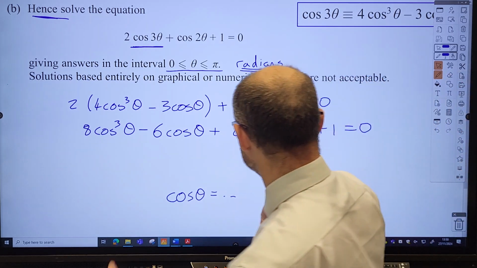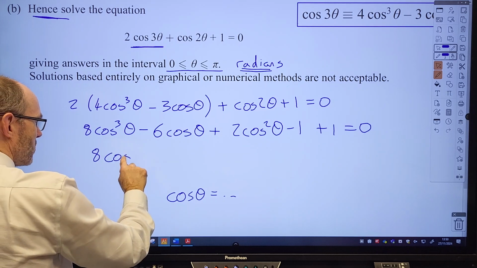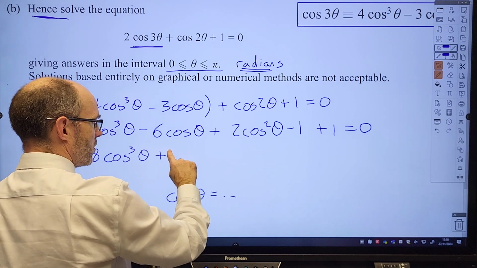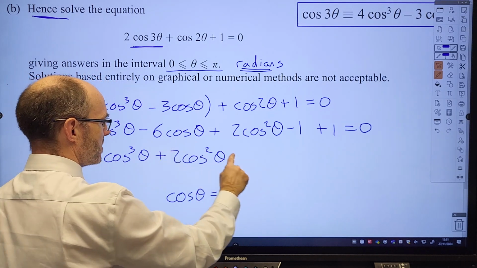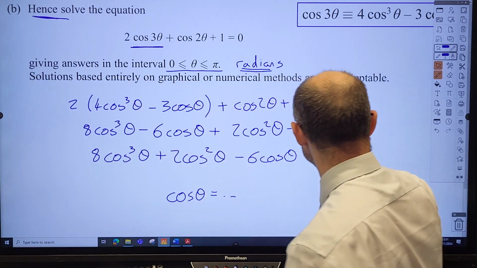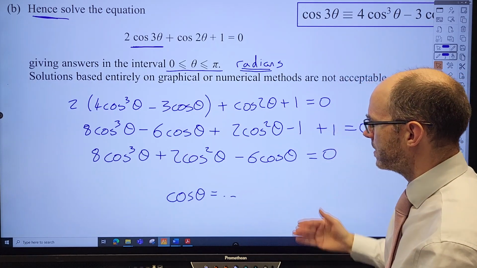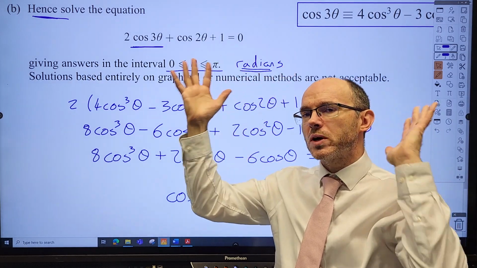Okay? Let's just simplify that a bit, shall we? So 8 cos cubed theta. Put it in order of the powers, shall we. Plus 2 cos squared theta minus 6 cos theta. Subtract 1 plus 1, cancels, it equals 0. Right, so we should end up with that. Right now you're thinking, what? That's a cubic. I can't solve one of those.